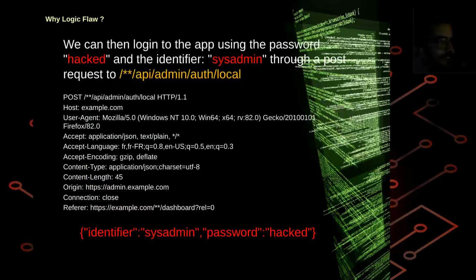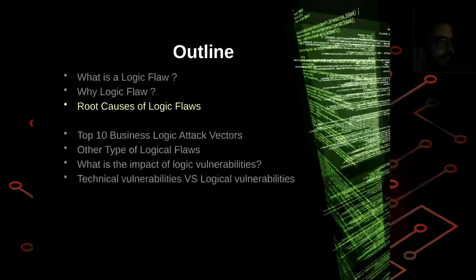Then we log into the app using the password "hacked" and the username "admin". So we start a POST request to the admin. As you can see, we hacked the admin account using the recent passwords. And then we have an outline: root causes of logical flaws.